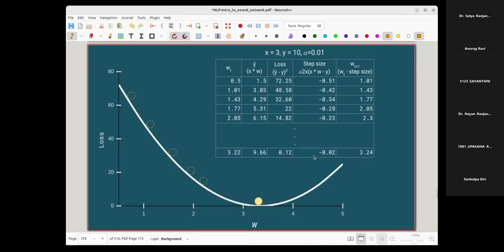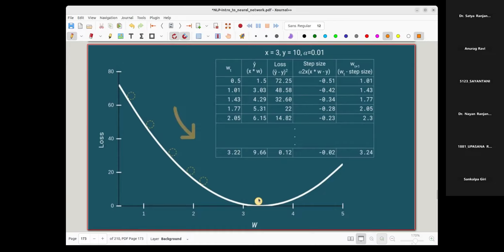But we are not going to use it because let's say 0.02 is very close, means it is minimum. So we'll stop here. This W, that is 3.22, is going to be used in the function. So that means this is the process of learning the new W using the derivative. Okay, and this process is what we are descending.